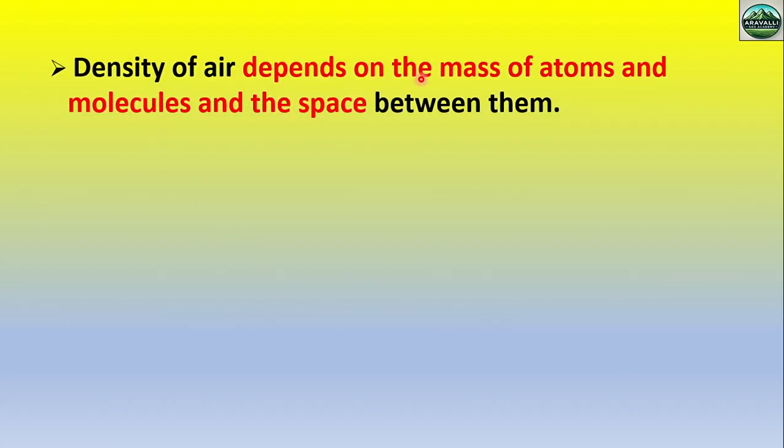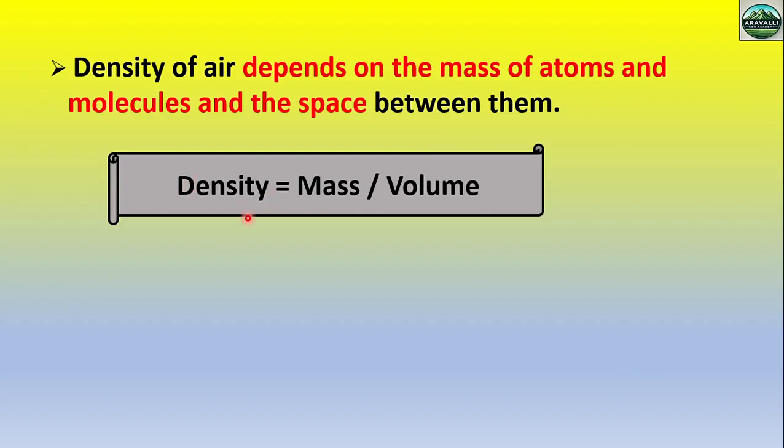Density of the air depends on the mass of the atoms and molecules and the space between them. Density of air depends on the mass of the atoms, like nitrogen, oxygen or others, and the space between them. The formula of density is m by v, mass by volume.